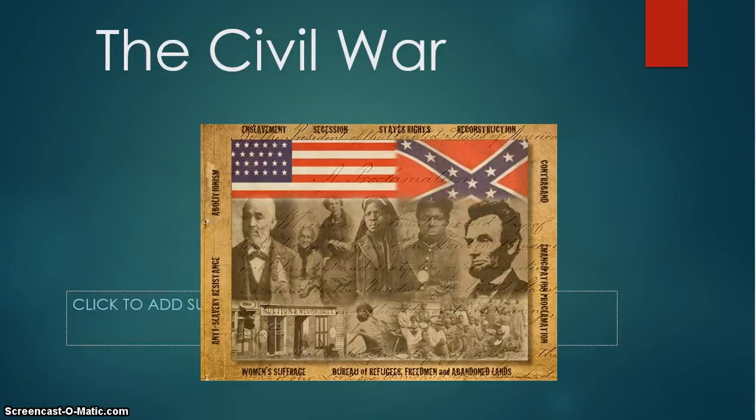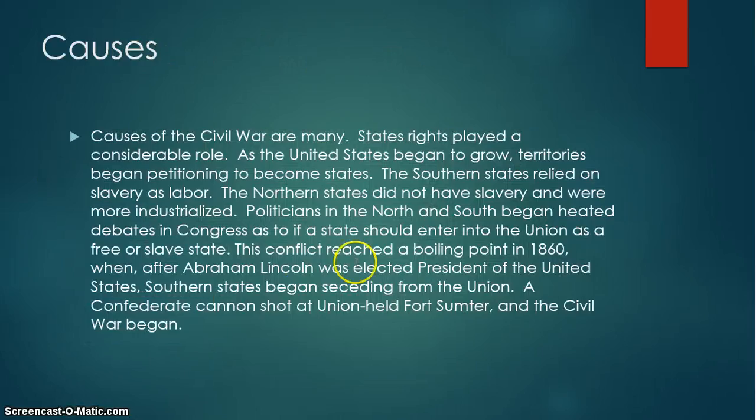So, starting with the causes of the Civil War, they are many. States' rights played a considerable role. As the United States began to grow, territories began petitioning to become states. The southern states relied on slavery as labor. The northern states did not have slavery and were more industrialized.